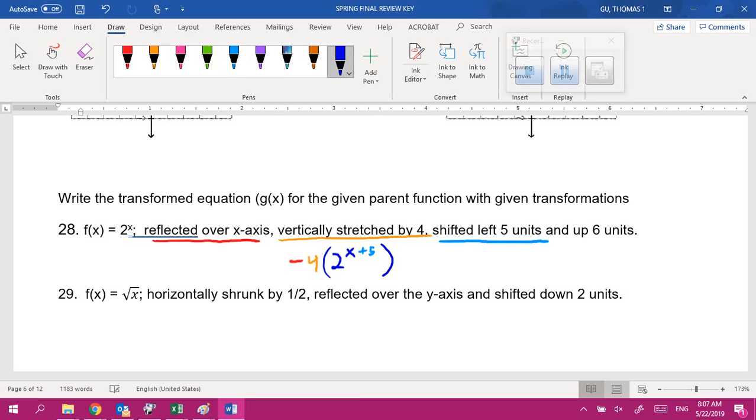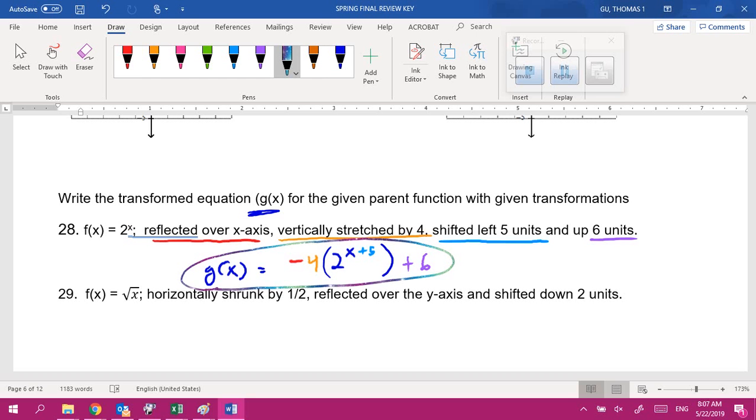And then, lastly, up 6 units. How do I show that? Where? Outside. Right, like this. And that is going to be it. But make sure, since it says write g of x, just write g of x equals in the front. But that's going to be your transformation function.